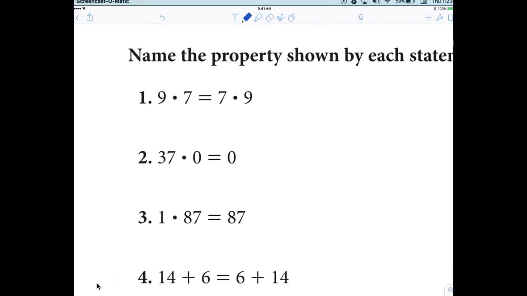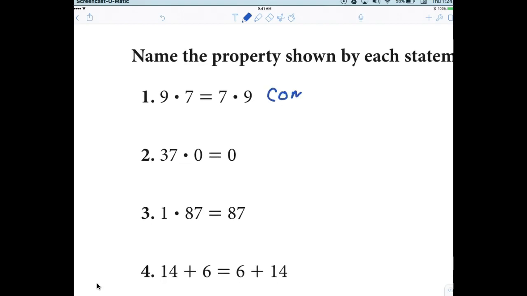Does anybody remember if 9 times 7 is equal to 7 times 9? Yes. So what property is that? That's correct. The commutative property, right? So this is the commutative property of what? Multiplication. That's how you're writing it. If you want to abbreviate, that's fine. We write C-O-M-M, commute. C-O-M-M-U-T-A-T-I-V-E, commute. All right, not commune. Commutative property of multiplication.